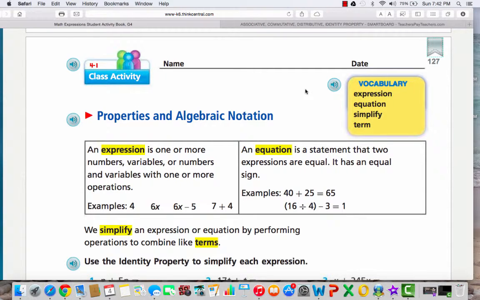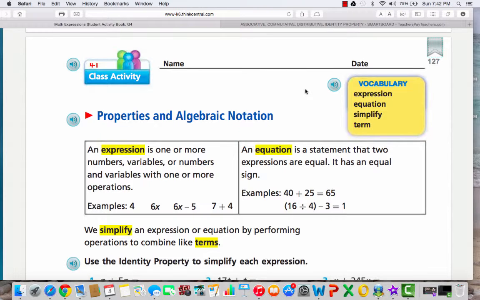Hi, we're looking at Unit 4, Lesson 1, and Unit 4, Lesson 1 begins by talking about different properties and algebraic notations. There's four vocabulary terms in 4-1. They're expression, equation, simplify, and term. An expression is one or more numbers or variables, or numbers and variables, with one or more operations.